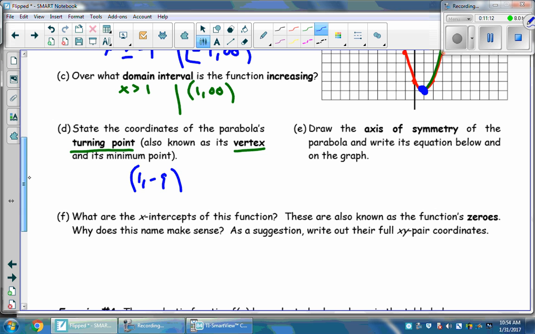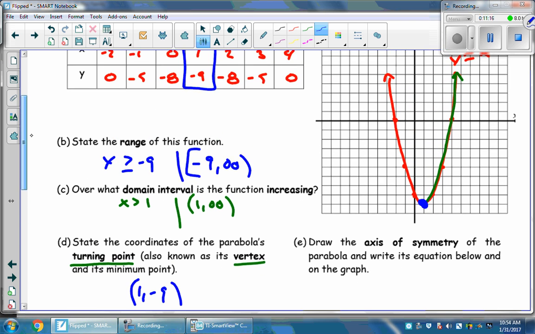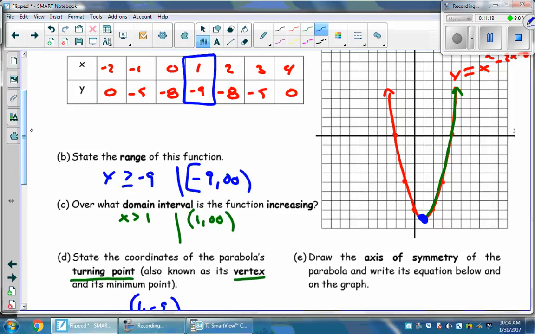The next term that it mentions is the axis of symmetry. Now, the term symmetry we should be familiar with. It really just means that we can divide it in half to create a line of symmetry. So the axis of symmetry is going to be a line that goes straight up and down through that turning point, or through that vertex. So this would be my line, my axis of symmetry.